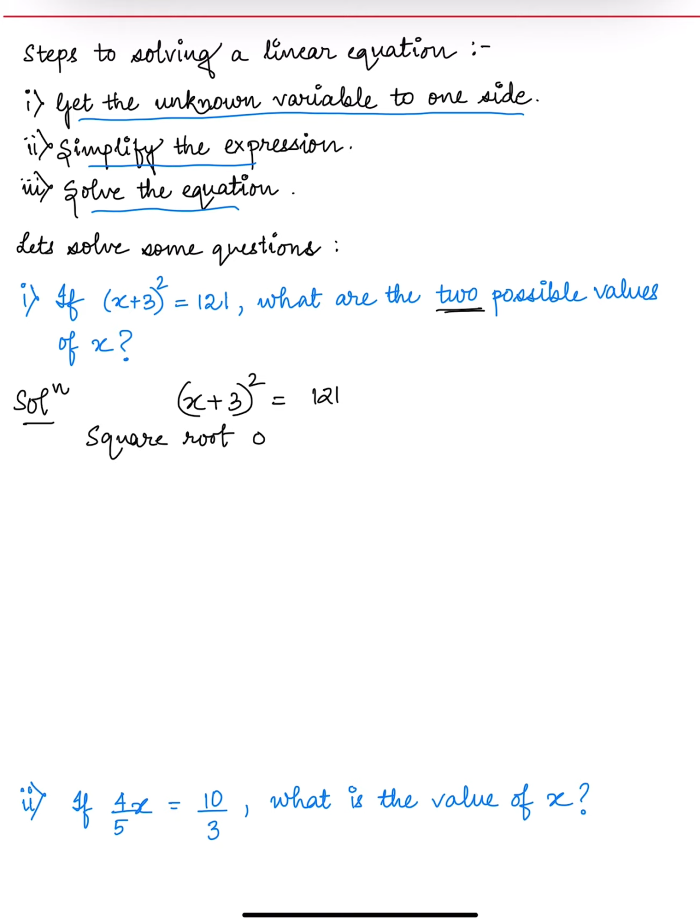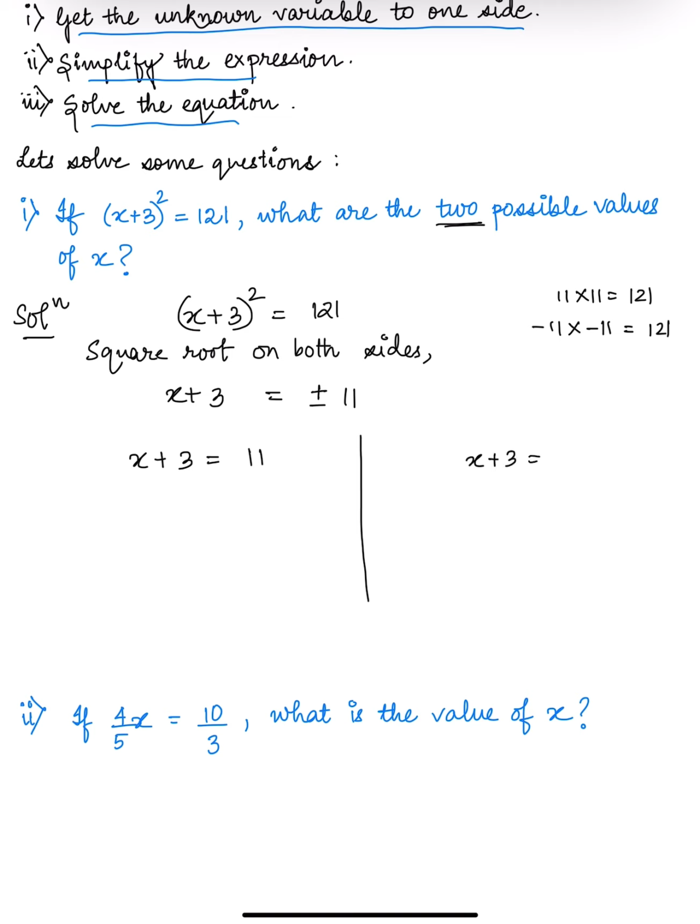First is that x plus 3 is equal to 11 and the second is x plus 3 equal to minus 11. So this gives us x equal to 11 minus 3, that is 8. That is one solution. And from here we get x equal to minus 11 minus 3, that is minus 14. So therefore the two values are 8 and minus 14. These are the two solutions.